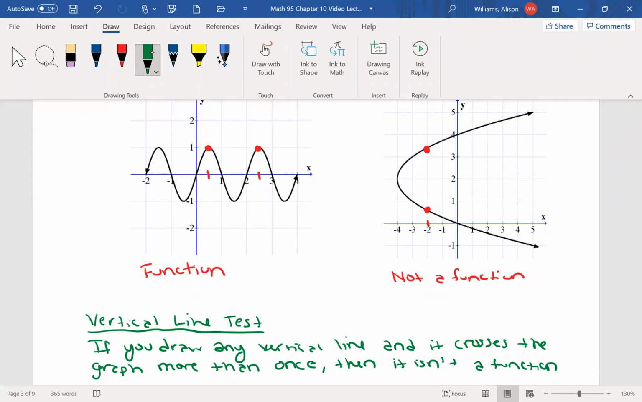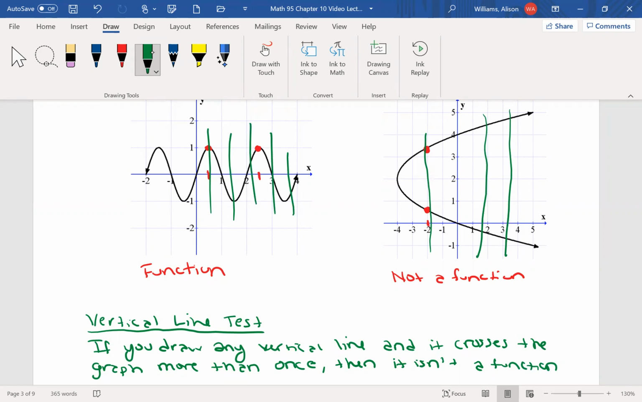So on this first graph, anywhere I draw a vertical line, it's only going to cross the graph once. But on this second function, it crosses the graph twice in a bunch of different places. It only needs to happen in one place for it to not be a function, okay? But if you draw a vertical line and it crosses more than once, not a function.